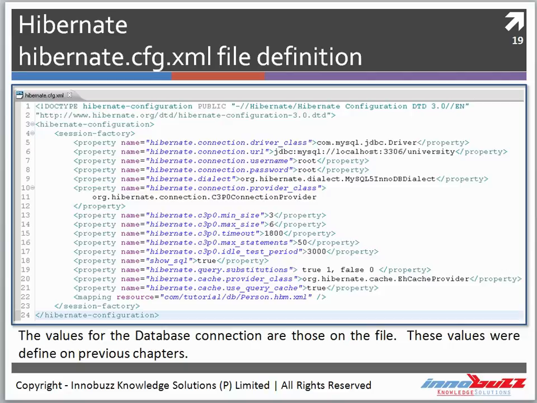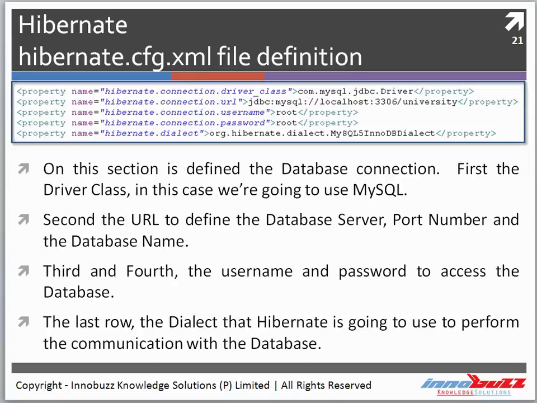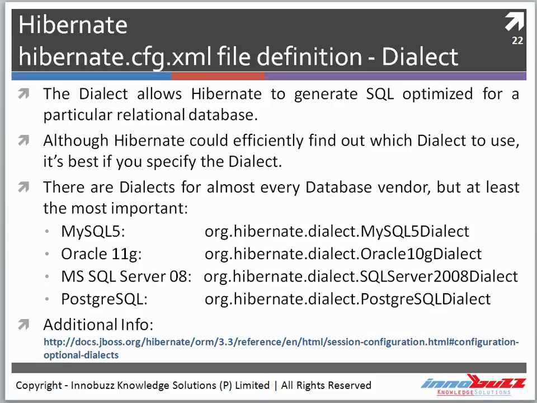Here we have the first section of the file. Review the additional comments. Here we have the database connection section of the file. Review the additional comments. Here we have the dialect definition and which are available. Here we have the pool definition.